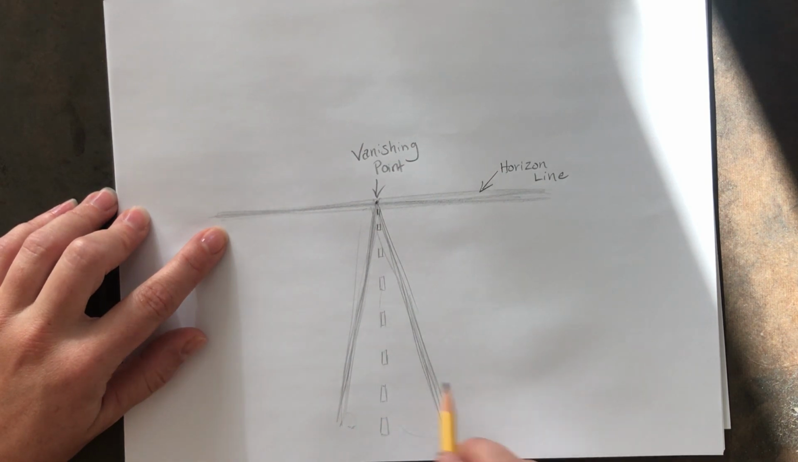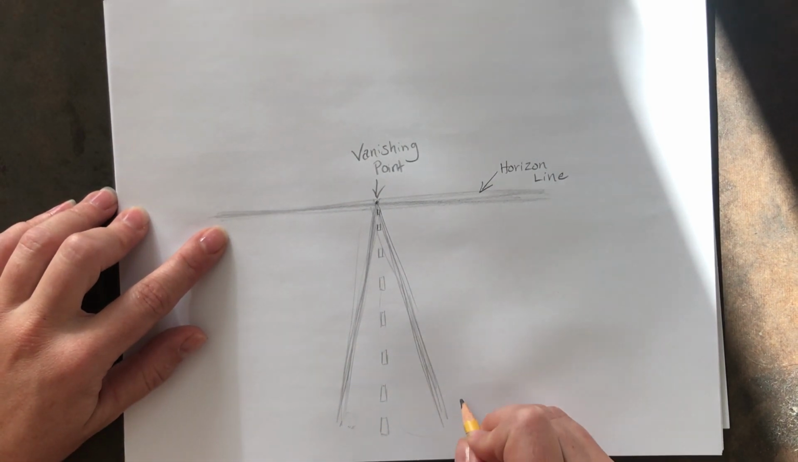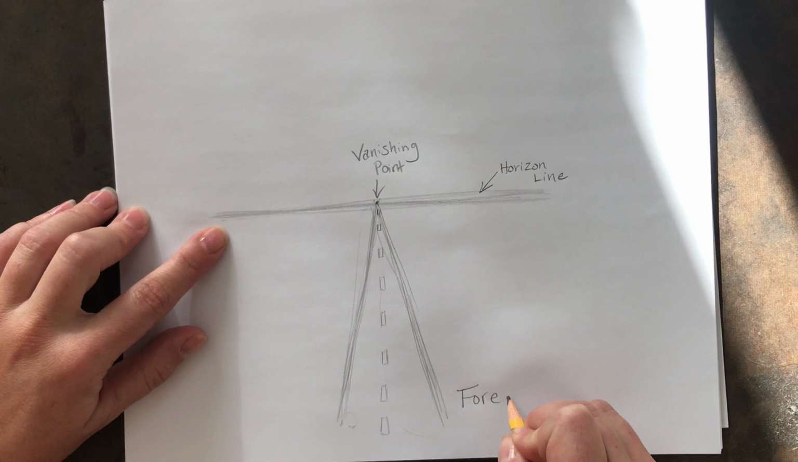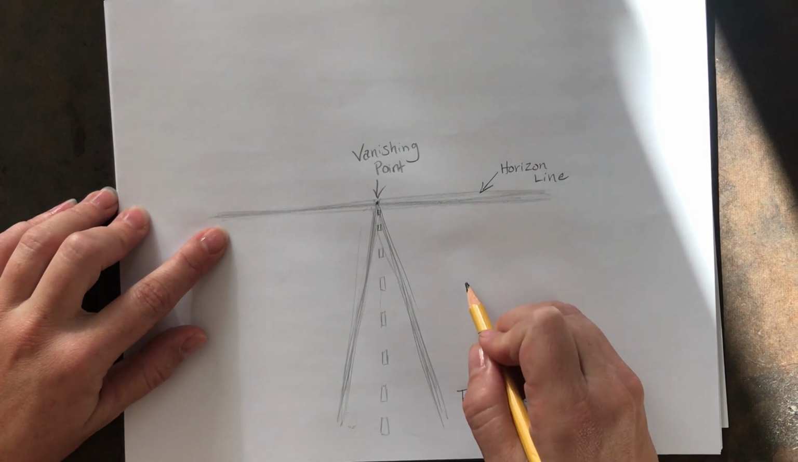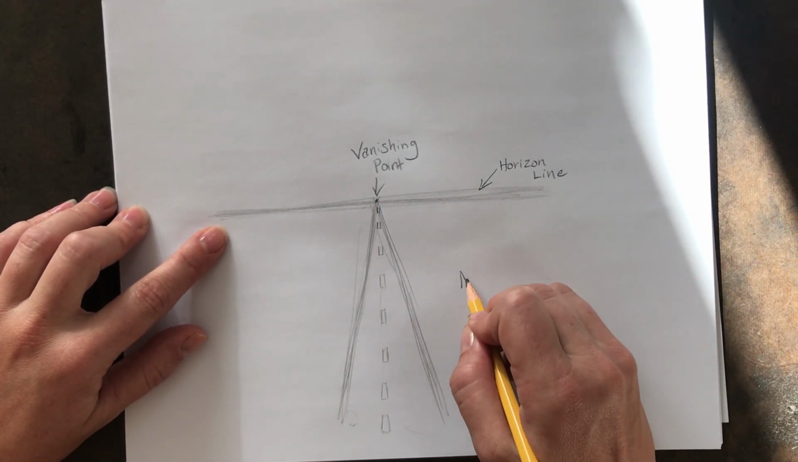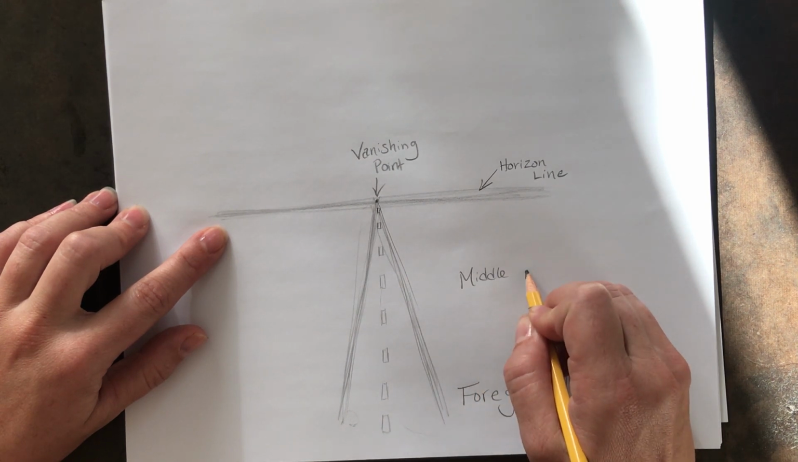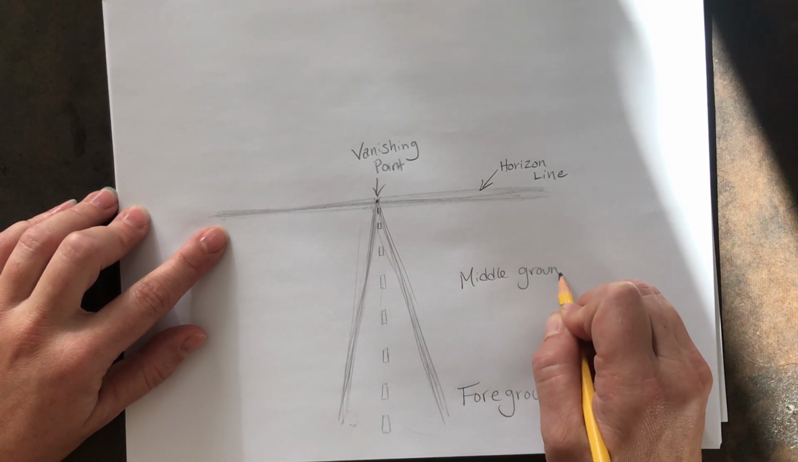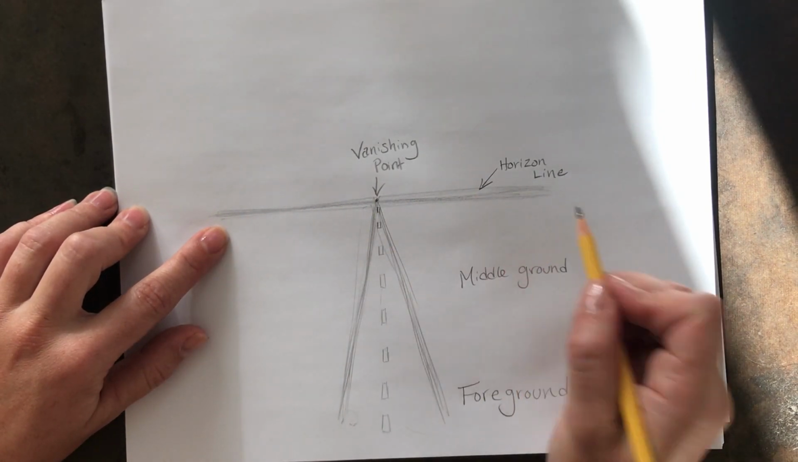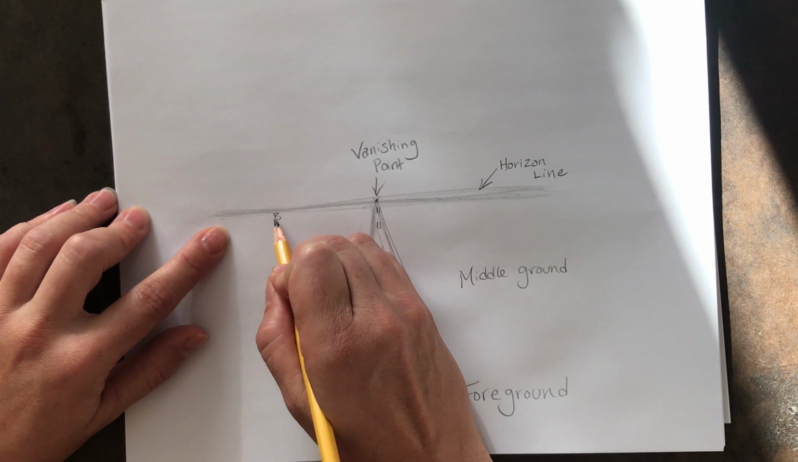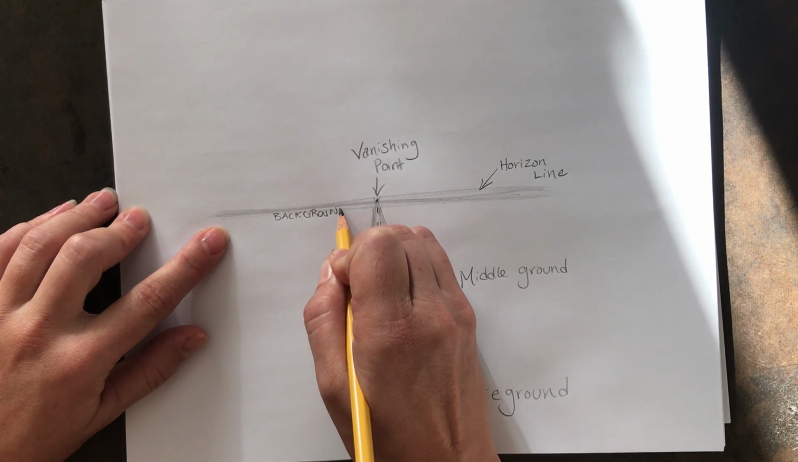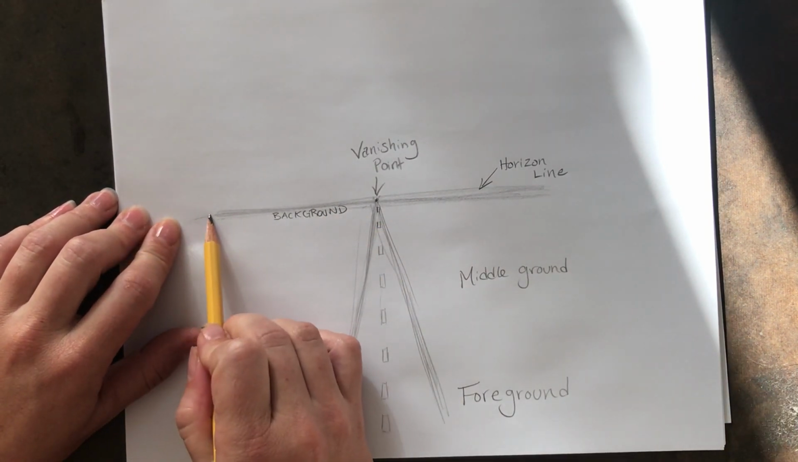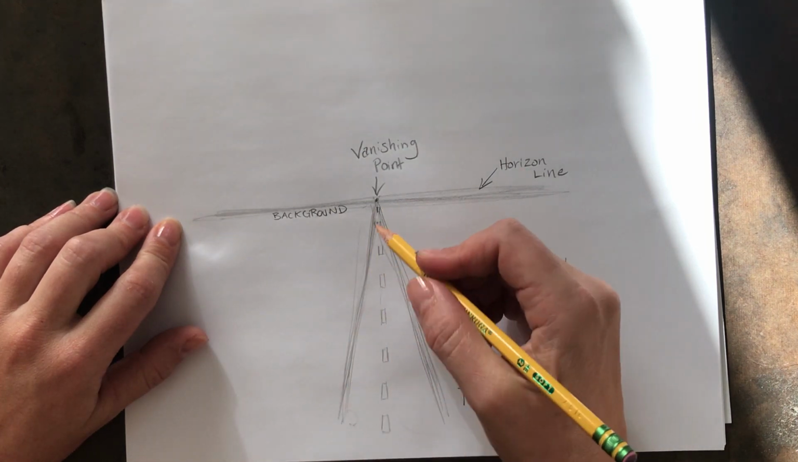This area in the front of, or the bottom of your artwork is called the foreground. That's what's closest to us. This area in the middle is called the middle ground. And anything way far back towards the horizon line is called the background. Okay, so we have a very basic landscape with a road, and that's it so far.